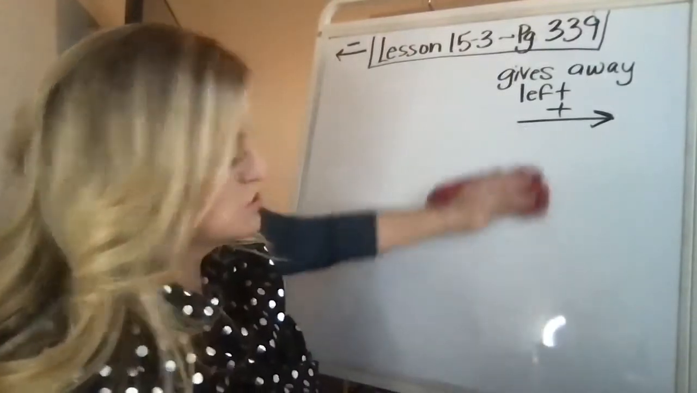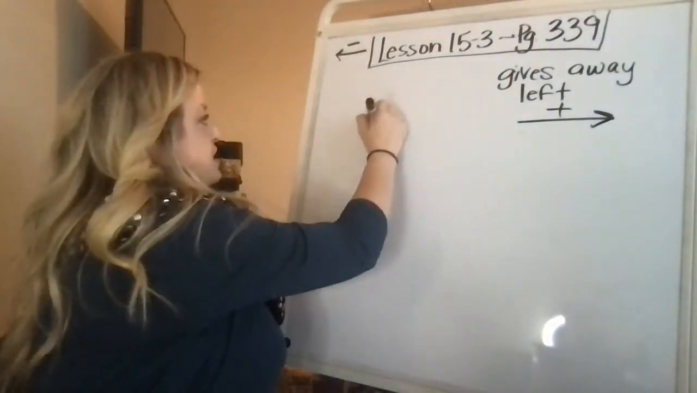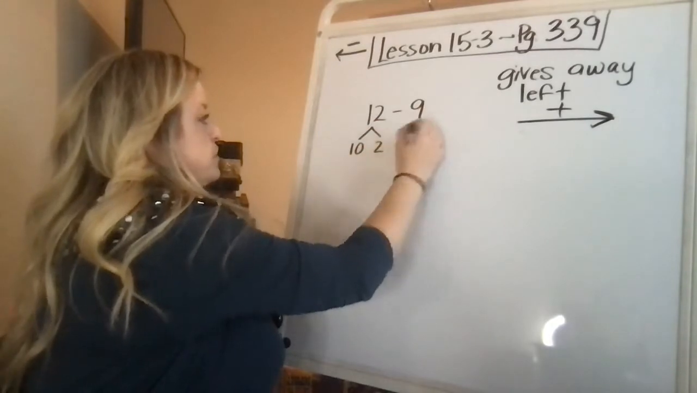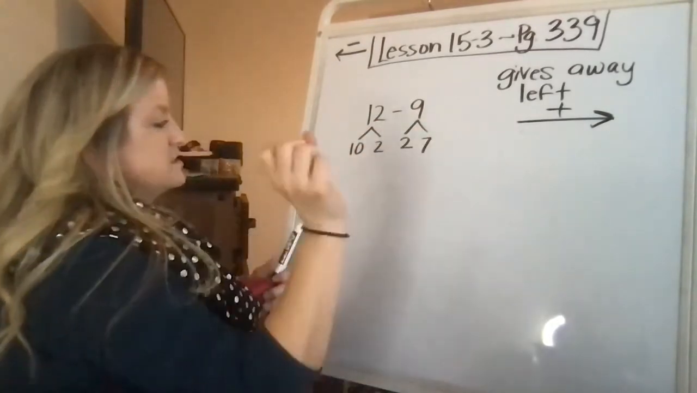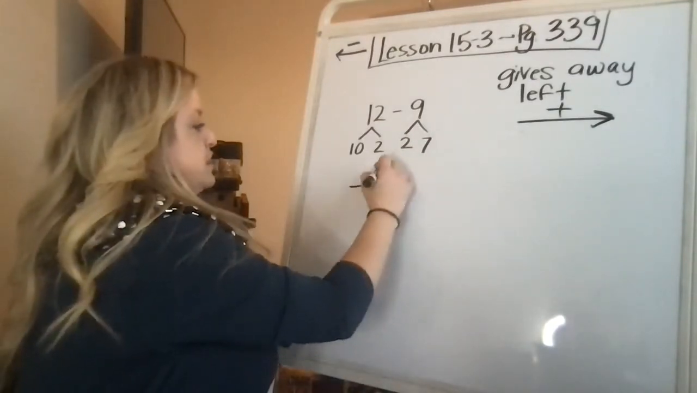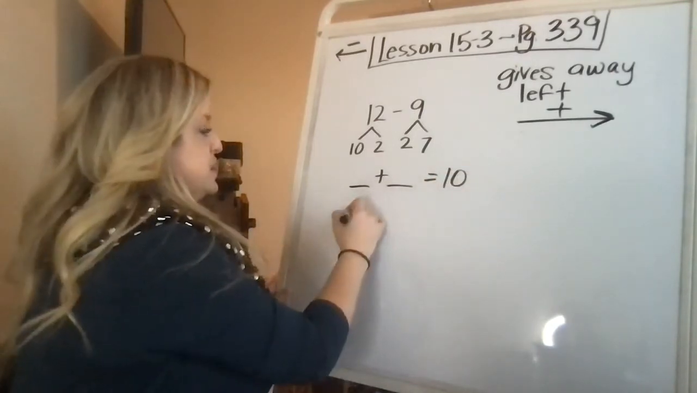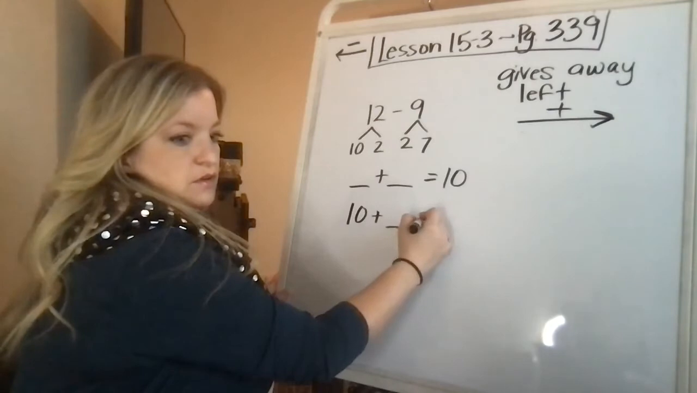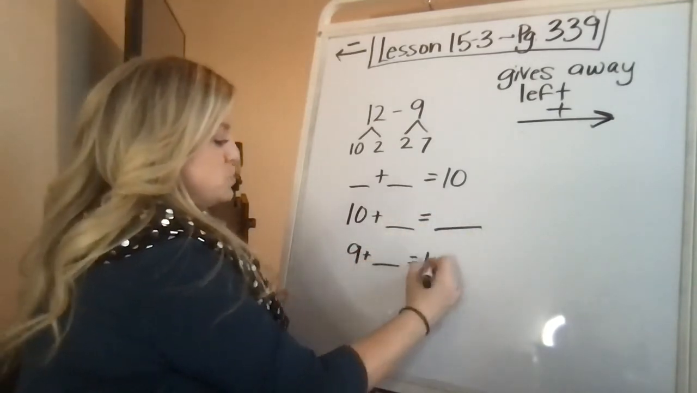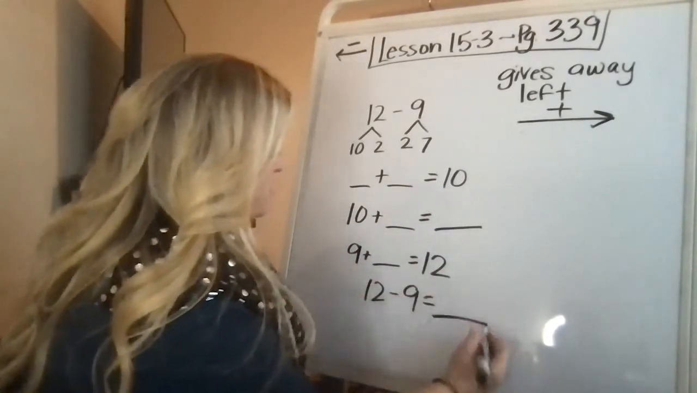I also liked the other strategy that we did. So number 2 is 12 minus 9. And it was 10 and 2. And then you're going to pull out 2 and 7 because 7, 8, 9. But this one, it says blank plus blank equals 10. And then you have 10 plus blank equals blank. So 9 plus blank equals 12. This is what your book said. So 12 minus 9 must equal blank.